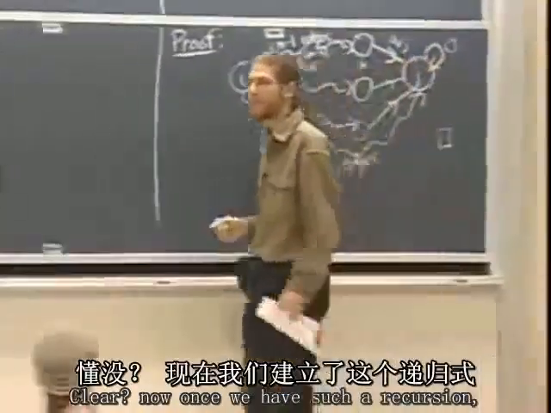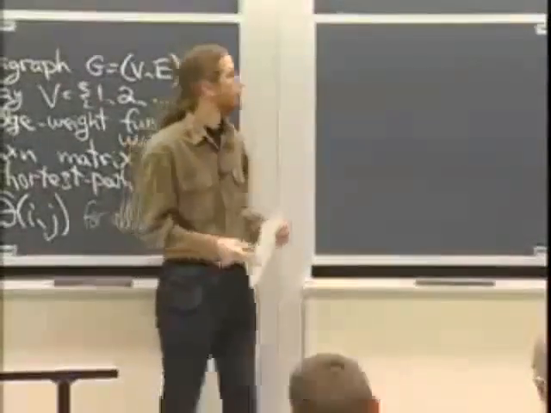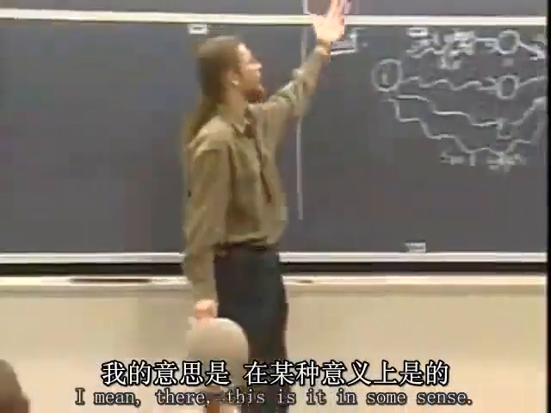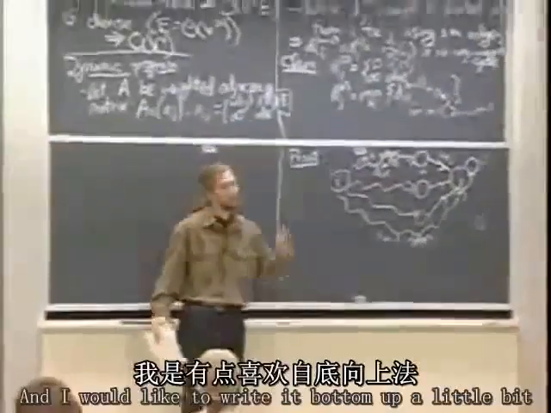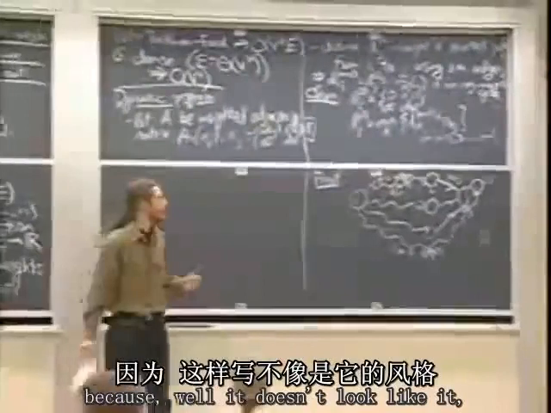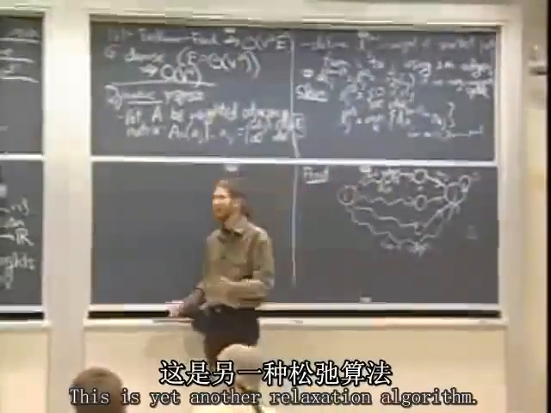Clear? Okay, now once we have such a recursion, we get a dynamic program. I mean, this is it in some sense. It's written recursively. You can write it bottom up. And I would like to write it bottom up a little bit because while it doesn't look like it, this is a relaxation. This is yet another relaxation algorithm.